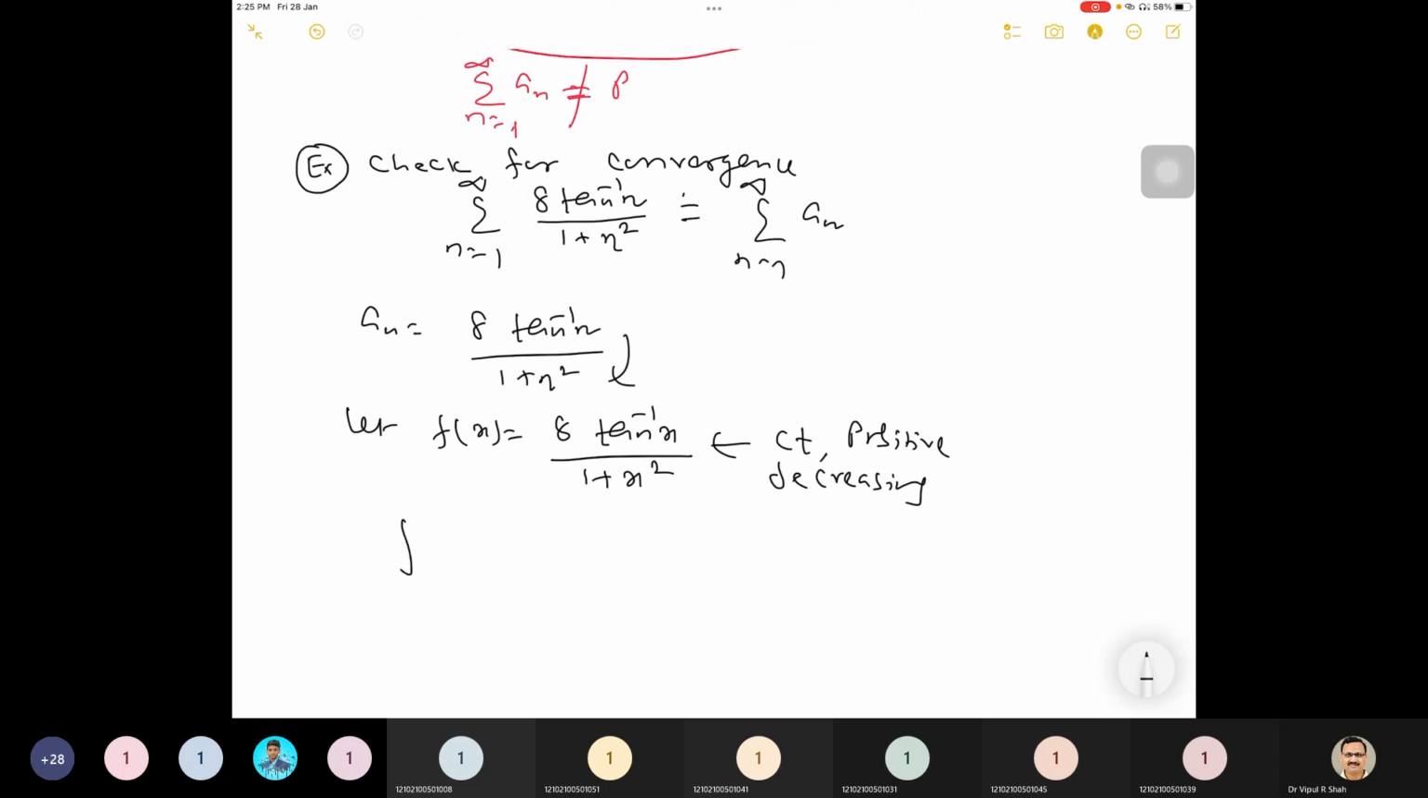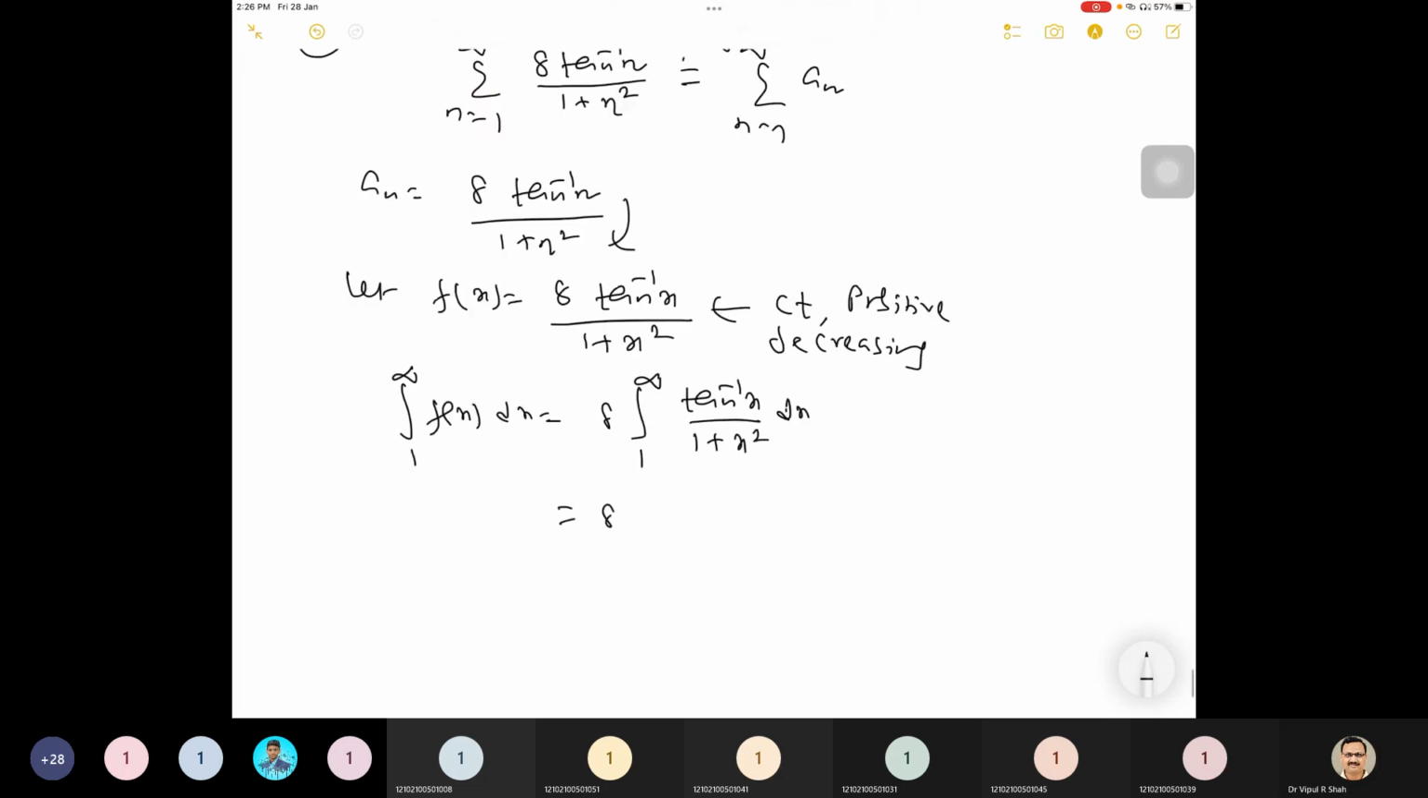So now we take, and this is true for n equal to 1 to infinity. Okay. So we take from 1 to infinity f(x) dx. So 1 to infinity tan inverse x upon 1 plus x square. What is the integration of that? Tan inverse x whole square upon 2.